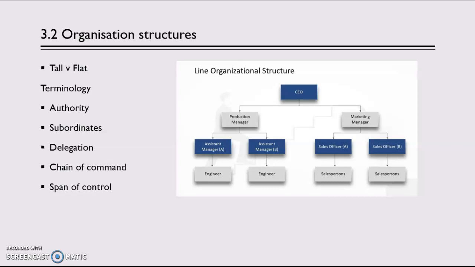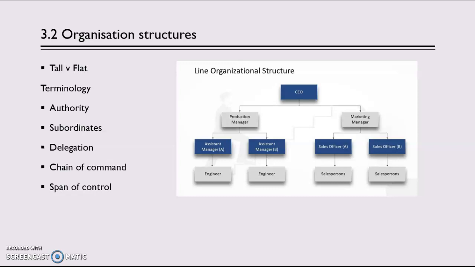Subordinates are the people who work for you, so basically anyone underneath you. So the production manager and the marketing manager are the subordinates of the CEO. The marketing manager has subordinates of the sales officers, which he's got 2, and each sales officer has got subordinates as well, and they are the salespersons. We don't know how many are down there. We assume there's more than one because it says salespersons.